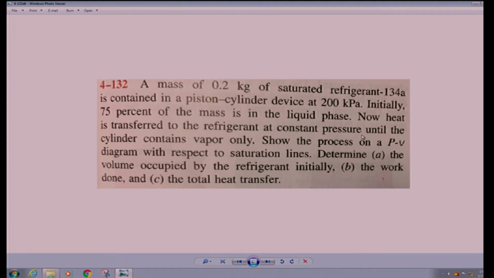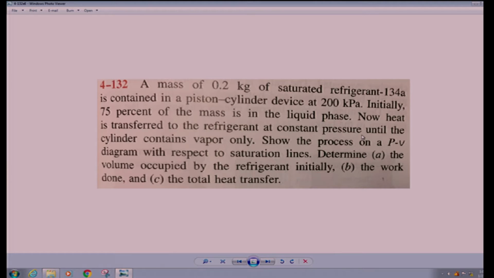So as usual, let's read through it. So we have a mass, 0.2 kilograms of saturated R134A. And it's contained in a piston cylinder device, which is at 200 kilopascal. It says initially 75% of the mass is in the liquid phase, which of course means 25% vapor. It says now heat is transferred to the refrigerant at constant pressure until the cylinder contains vapor only.